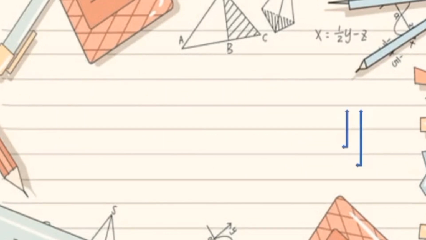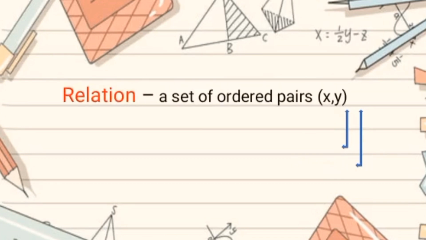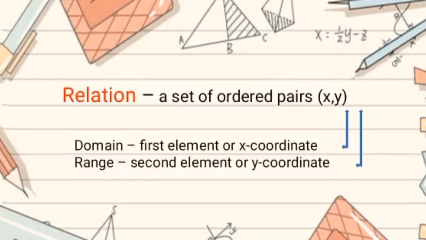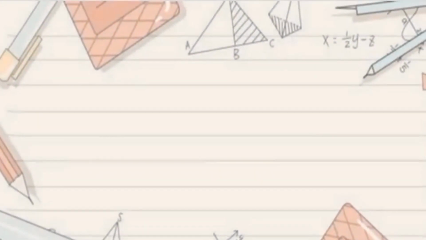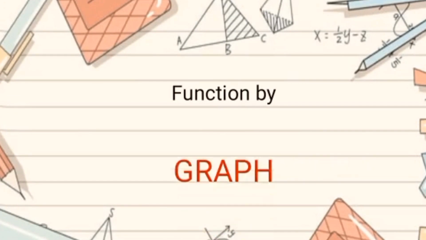Take note that when we say relation, it is an ordered pair, or the pair of x and y coordinates. When we say x coordinate, it is also called the domain or the first element, while the y coordinate is also called the range or the second element. Without further ado, let's discuss function by graph.